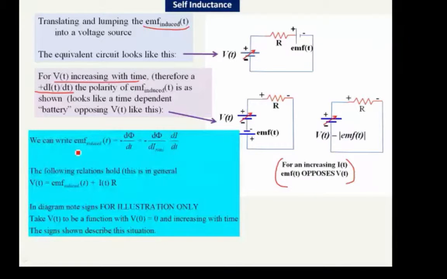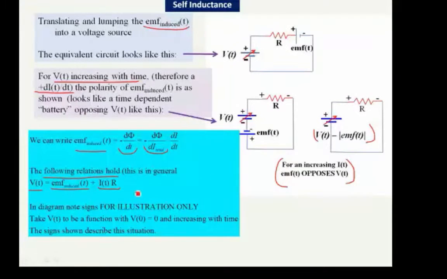So we write this EMF induced as equal to minus the change in flux with respect to time, and the minus sign is our Lenz's law reminder. We can separate this out by differentiating phi with respect to I, and then I with respect to time. If we do that, then we can use the following relation. We put in V(t) equal to EMF induced plus I(t) R, and basically what we're doing is just taking this equation and setting it equal to I times R, because the potentials will be the same across those two terminals.